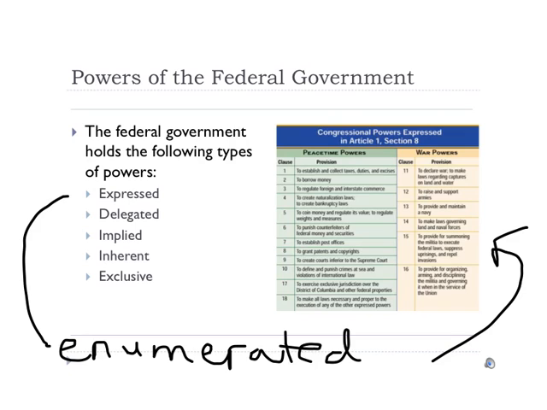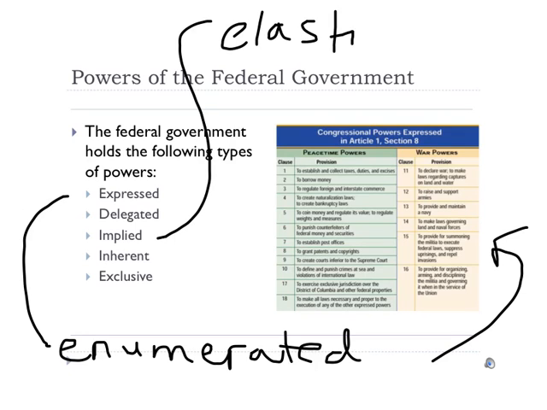That's really sort of another way, it's more of an umbrella way of looking at expressed powers. Powers can be implied, and in our Constitution, powers are implied through the inclusion of what's called the elastic clause, right there in Article 1, Section 8, where it says Congress shall have powers to do all things necessary and proper to stretch these powers. So those are not specifically stated, but they are implied in the language.